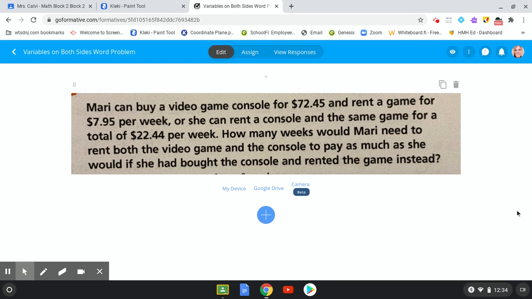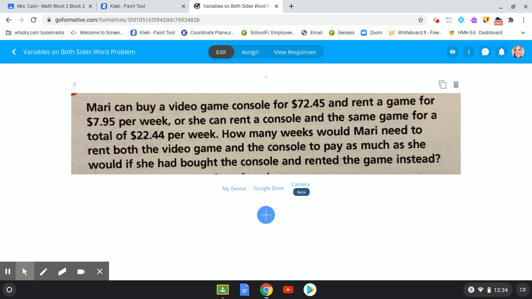I just wanted to go over a word problem for solving equations with variables on both sides. So here I have a word problem. It says Mary can buy a video game console for $72.45 and rent a game for $7.95 per week. Or she can rent a console and the same game for a total of $22.44 per week. How many weeks would Mary need to rent both the video game and the console to pay as much as she would if she had bought the console and rented the game instead?